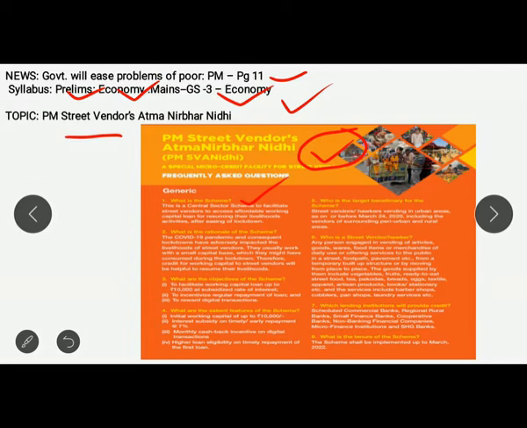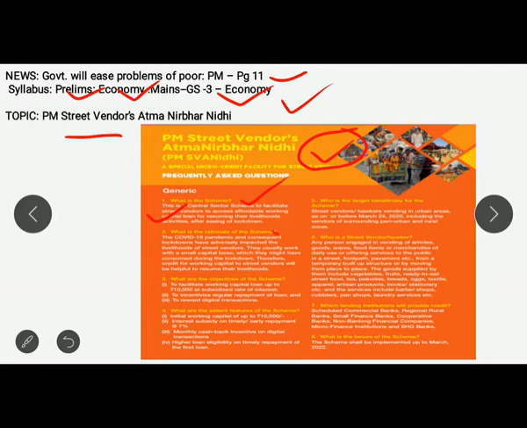That means it will be financed entirely by the central government. And it is to facilitate the street vendors to access affordable working capital loans for resuming their livelihood activities after easing of lockdown. So it is on the basis of this lockdown that this particular scheme is being initiated in order to help the street vendors.